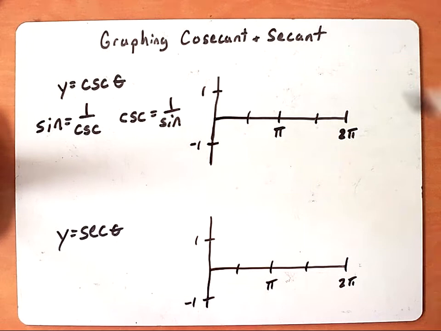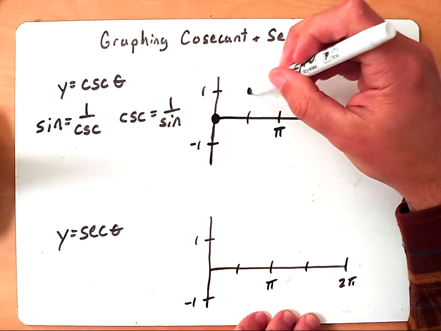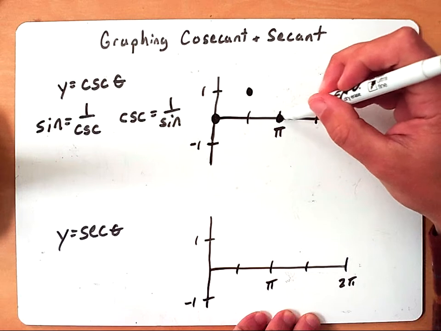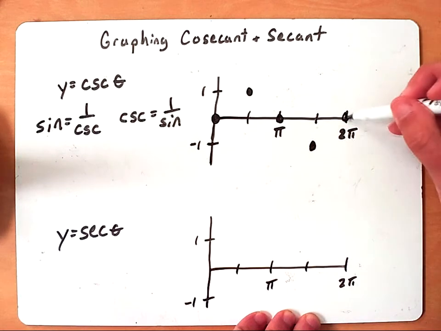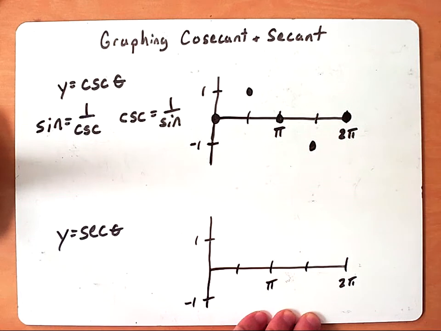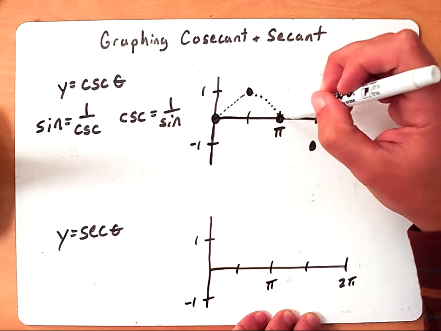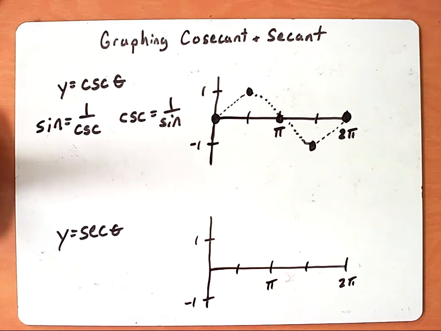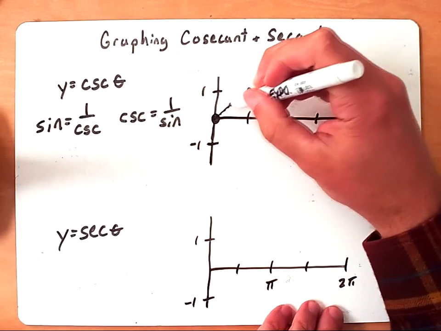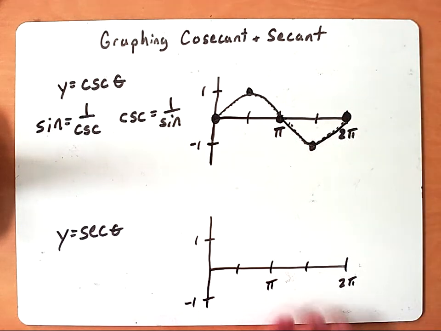We remember that a sine function starts at 0. At pi over 2, it's at 1. At pi, it's going to be at 0. At 3 pi over 2, it's going to be negative 1. And at 2 pi, it's going to be at 0. So if I graph this function, it would look like this. All right, so this will be my sine function.